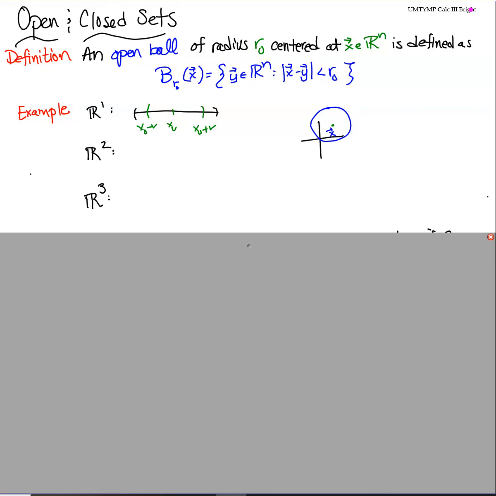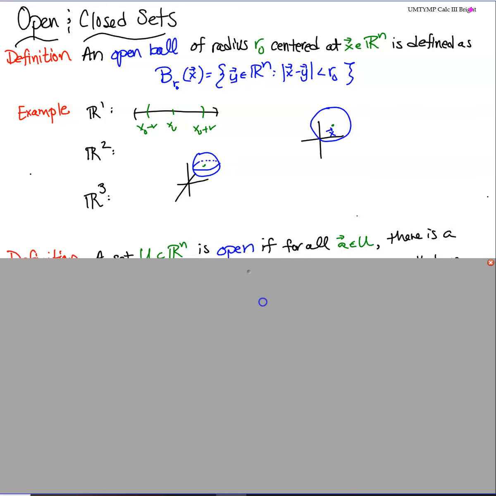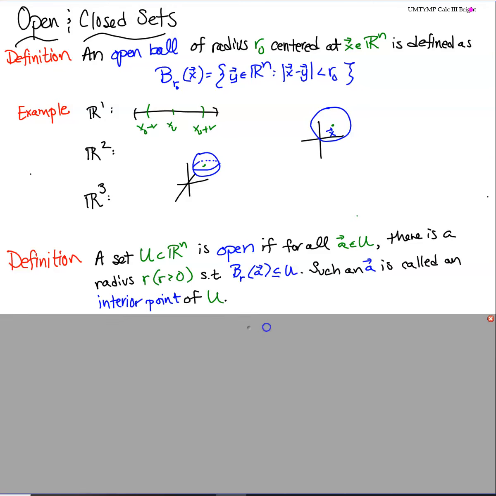And then in 3 dimensions, here's our point. We go from that point in any direction, and we get a little sphere. And so this is the idea of an open ball, and how this manifests for us is when we talk about the idea of open.